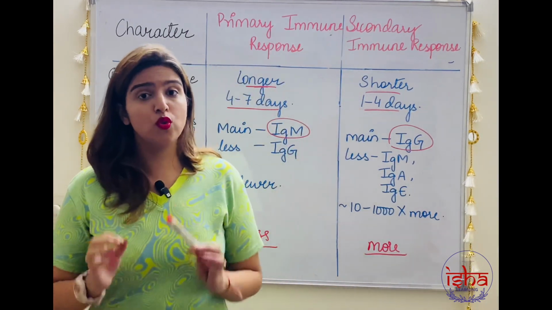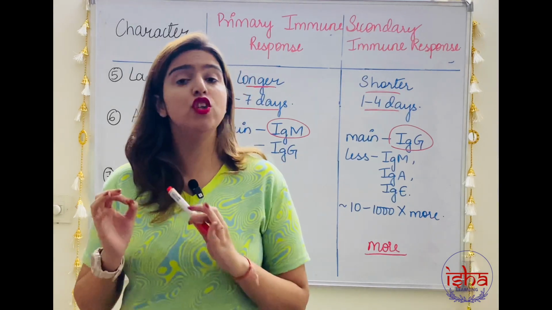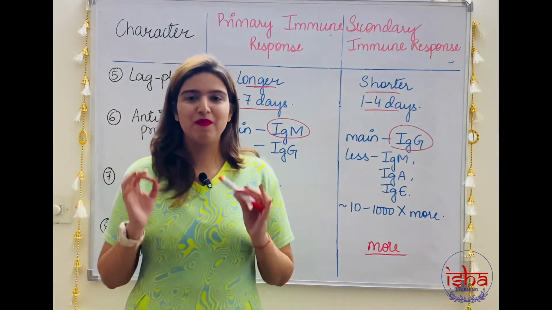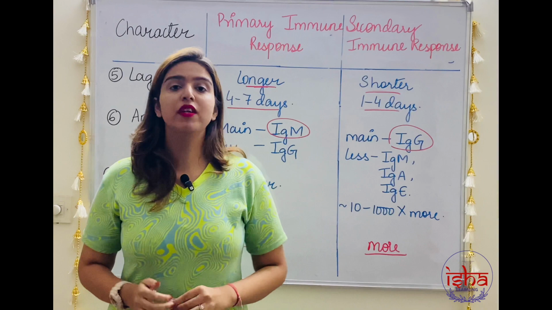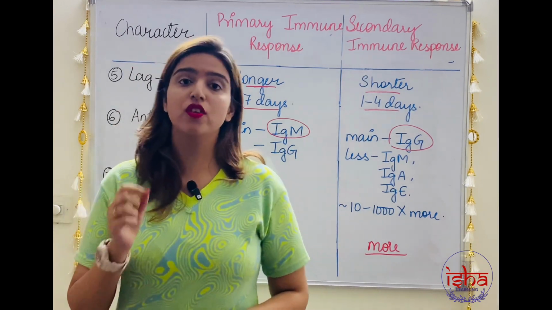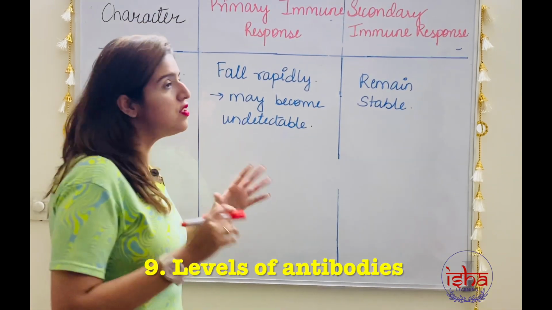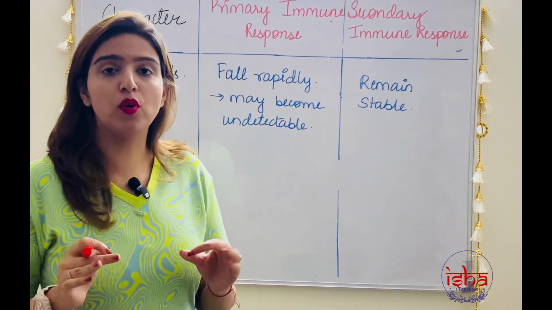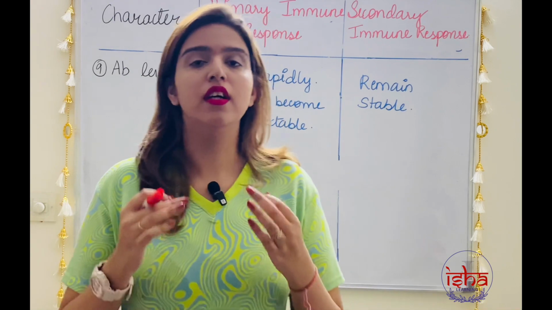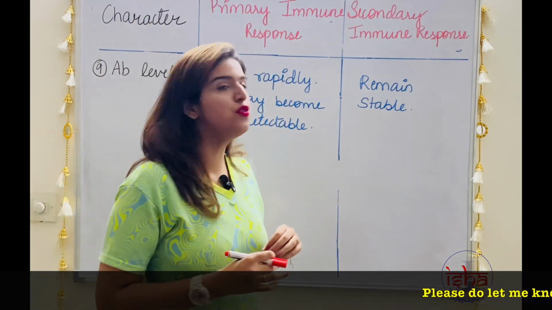Well, this has to do with the IgG and IgM antibody levels, and it makes for a very interesting topic for another video. Do let me know if you're interested in knowing this. The last point of difference is in the levels of antibodies. The levels of antibodies tend to be stable in the case of secondary immune response.